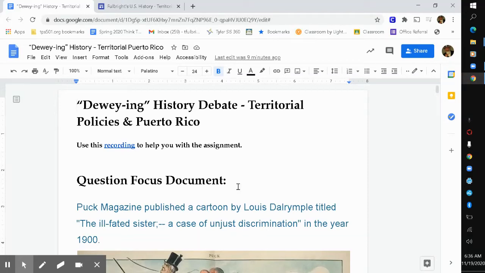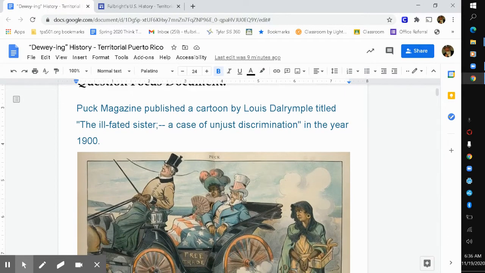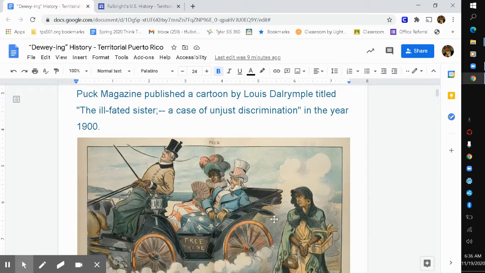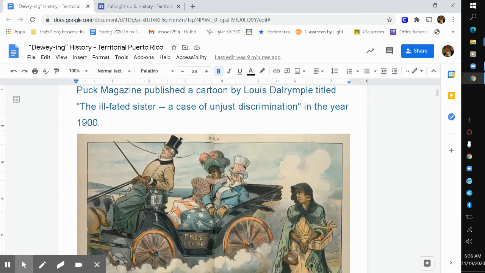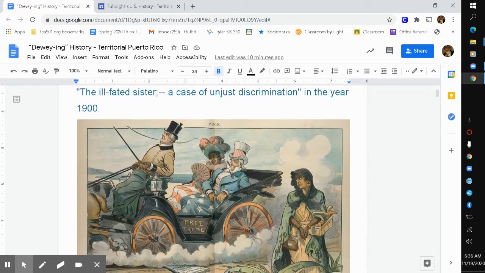Okay, students, for this history debate, we're going to talk about territorial policies and specifically Puerto Rico. I'm going to start with this cartoon from 1900, by Louis Dalrymple, titled The Ill-Fated Sister, A Case of Unjust Discrimination.